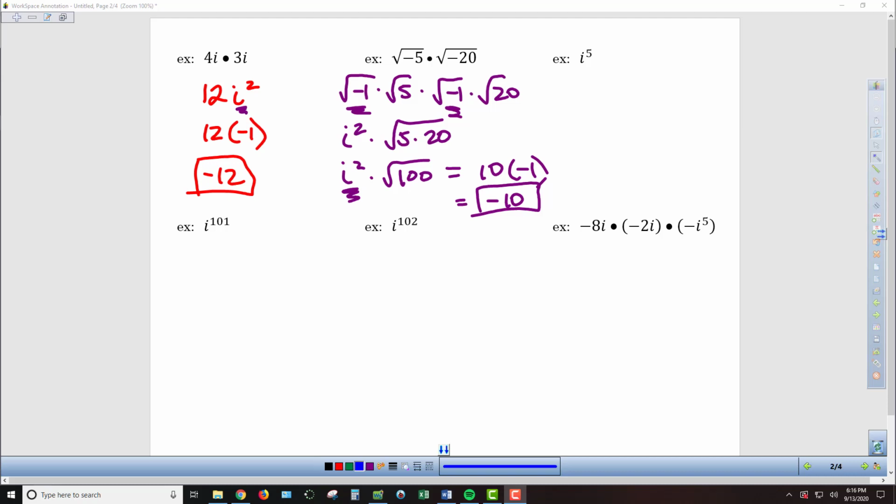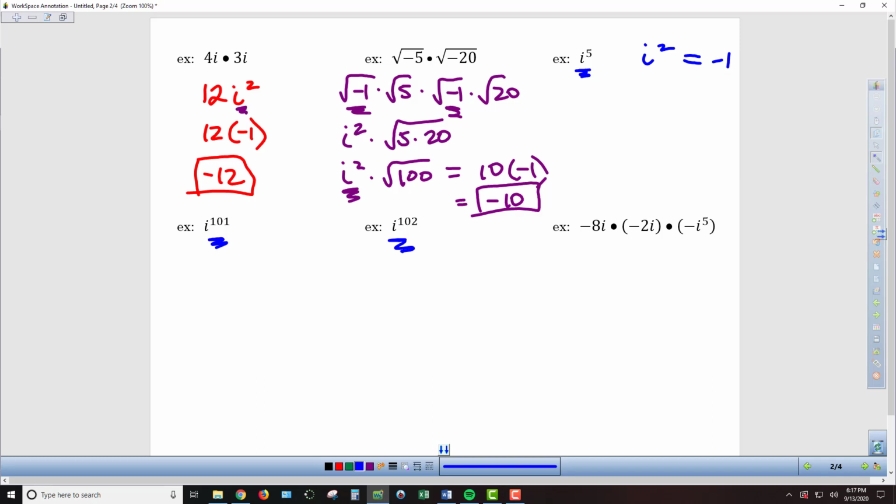Continuing with our notes, we have three related questions: i to the fifth, i to the 101st, i to the 102nd. These are all pretty similar questions, and even the last one will eventually connect to these other three. But the idea behind these questions is we have to pull out as many i squareds out of the expression that we can, because every i squared equals -1.